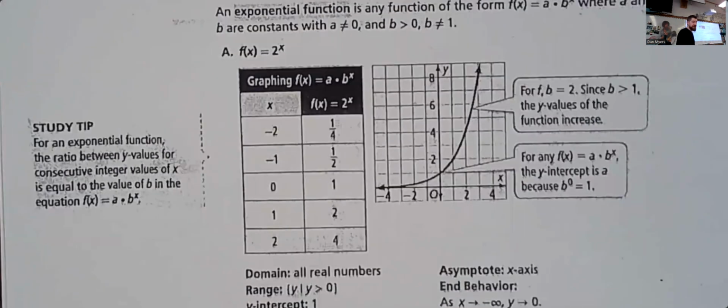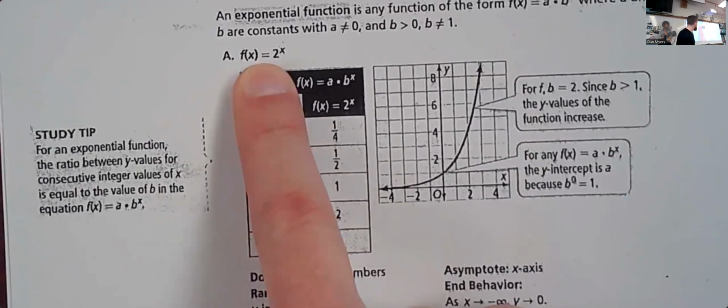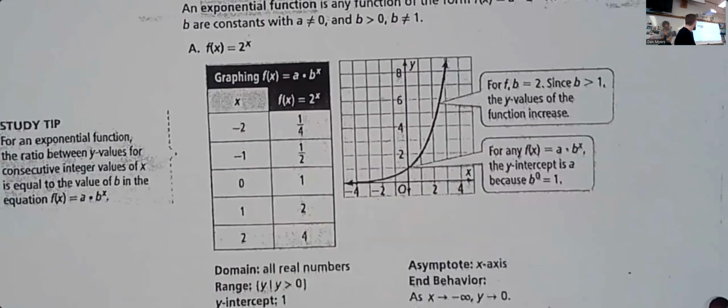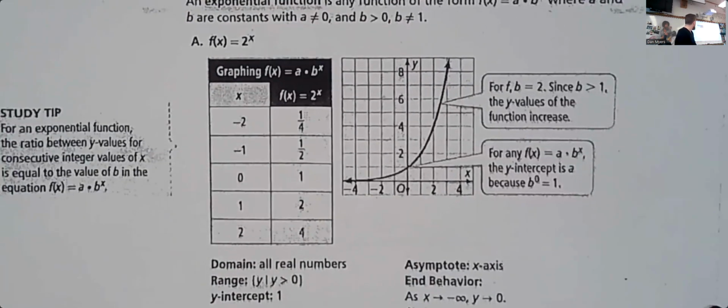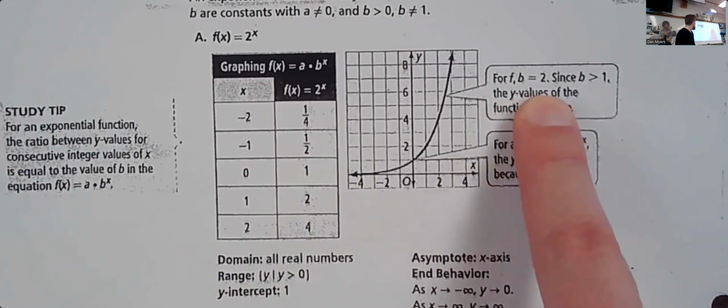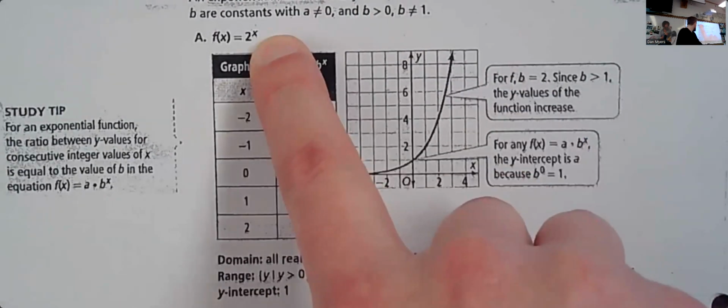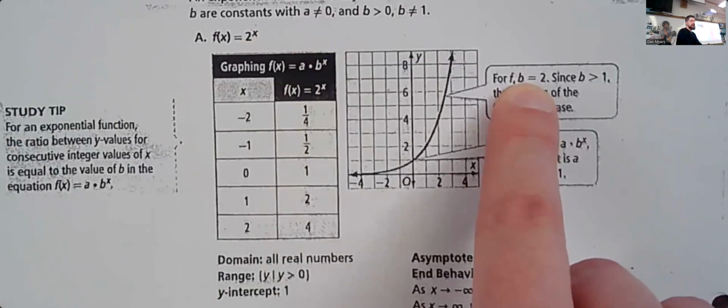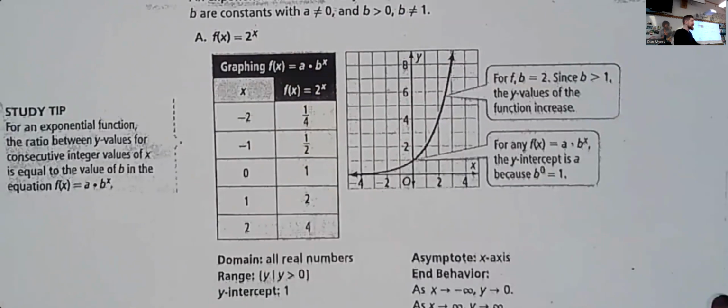So for our first function, we've got f of x is equal to 2 to the x power. This is the graph. This is the table of values. And it says over here, for the function f, b is equal to 2, because the base value, the value that has the exponent, is the value of b. X is the exponent. The value that has the exponent is 2. Therefore, b is equal to 2. So anytime you're figuring this out, whatever number is taken to the power of x, that is your value of b.